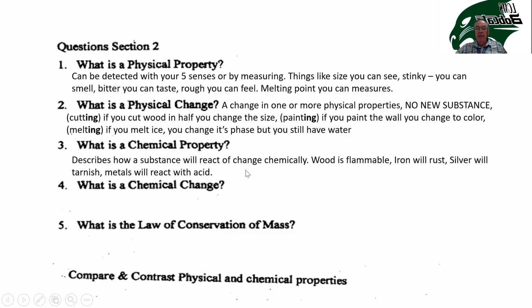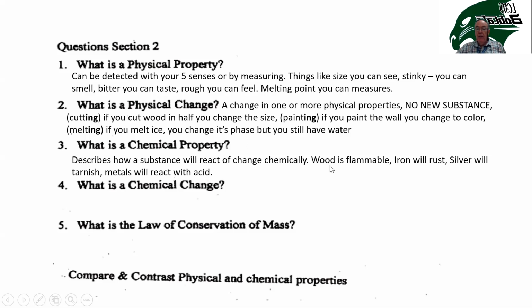A chemical property describes how the substance will react chemically. So we can say wood is flammable, iron will rust, silver will tarnish, metals will react with acid. These tell us how they're going to react with other things and become new substances.